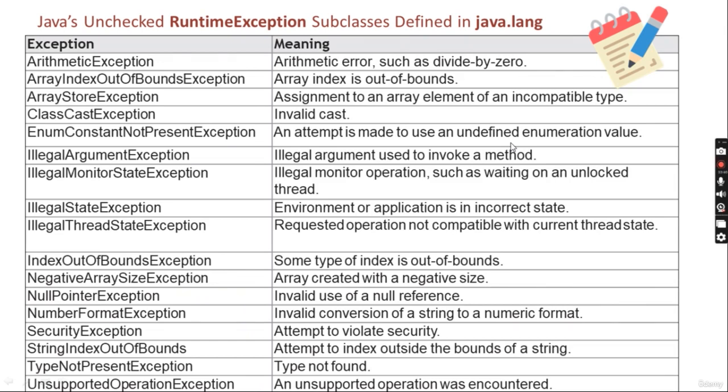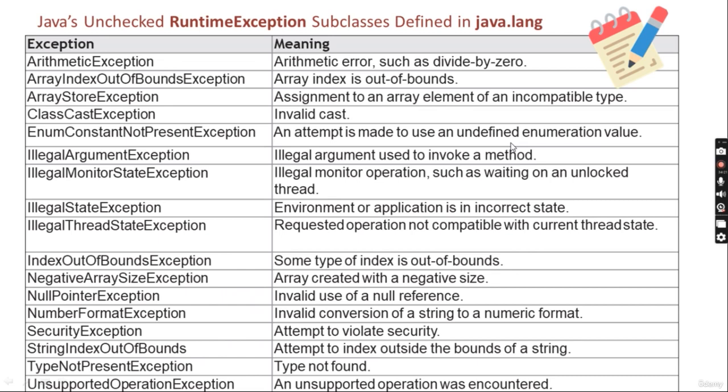IllegalMonitorStateException, illegal monitor operations such as waiting on an unlocked thread. We will see this in the upcoming multi-threading chapter. IllegalStateException, environment or application is in incorrect state. IllegalThreadStateException, requested operation not compatible with current thread state. IndexOutOfBoundsException, some type of index is out of bounds. NegativeArraySizeException, array created with negative size, which is not allowed. NullPointerException, invalid use of a null reference. NumberFormatException, invalid conversion of a string to a numeric format.